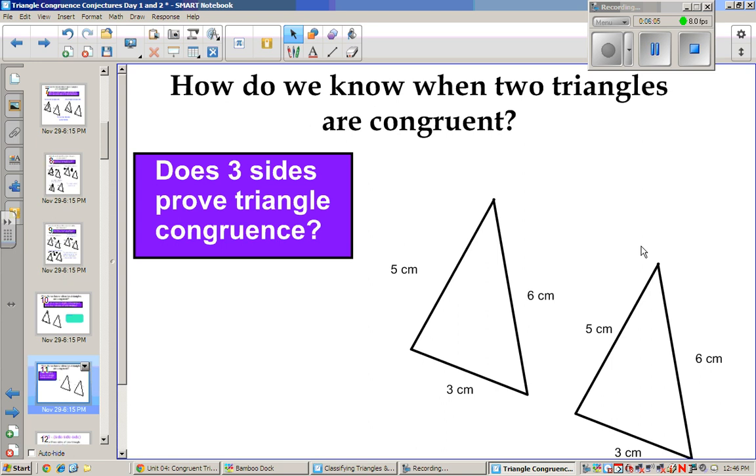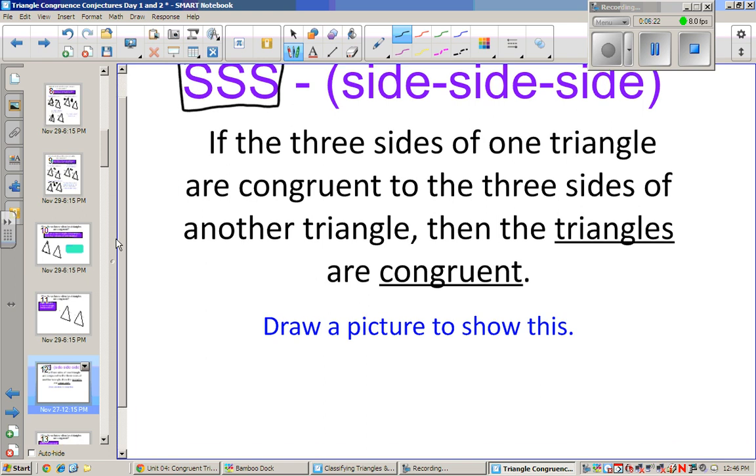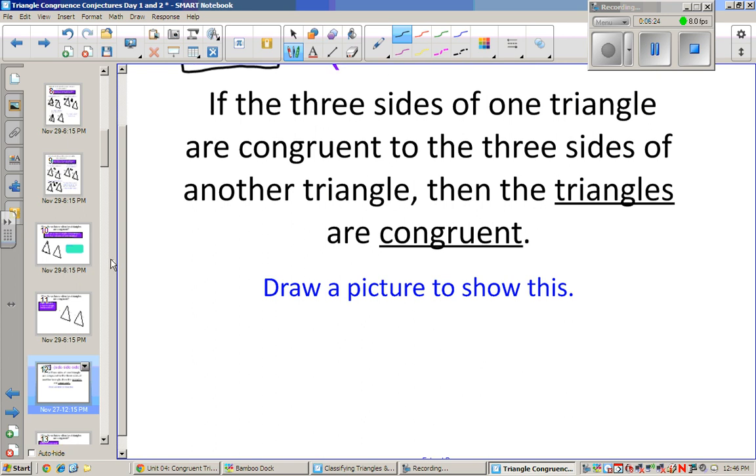So if we have these 3 matching up with these 3, we already said if we have side, side, side, those have to be congruent. There's no other way that we can line them up and have a different triangle. And this is what you need to have in your paper. You need to know that this is side, side, side, and we just abbreviate it by SSS. And that's if 3 sides in one triangle correspond to 3 sides in another.